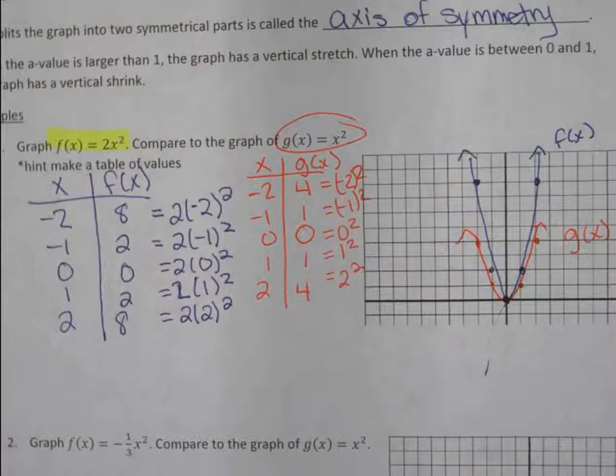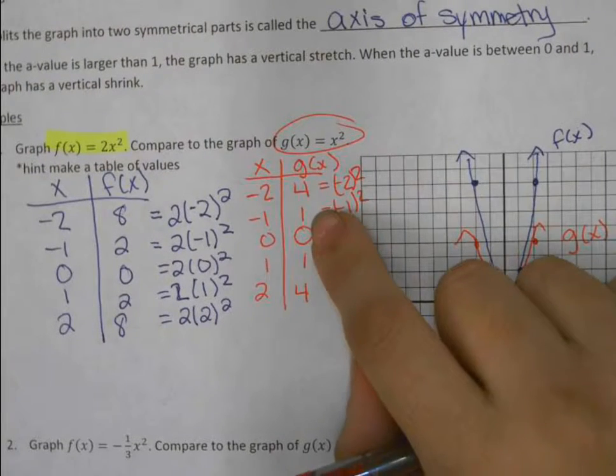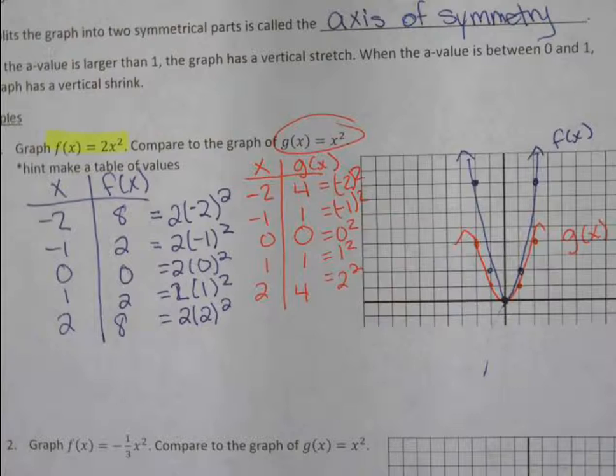It should be more U-shaped. But every time this one's going to be the same, the red one. So, how does the blue one look different than the red one?